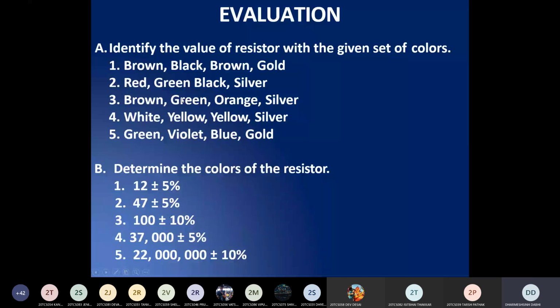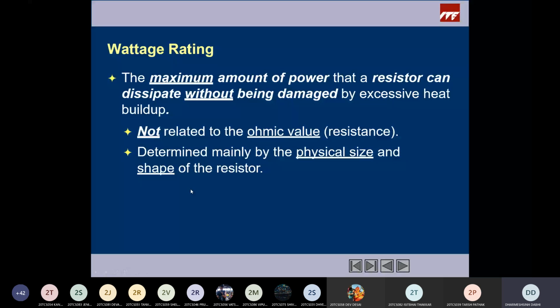So these are for your self-study. In the same way, identify the value of the resistor based on color coding, and in the same way, based on the value, find out the color coding of the resistors. Clear? So this is for your self-study. Then we go for the next point, wattage rating of the resistance.